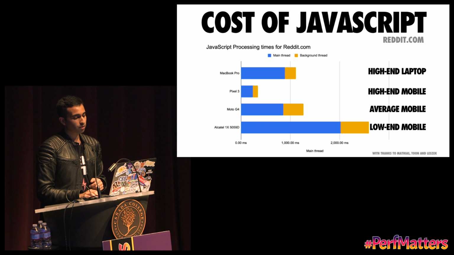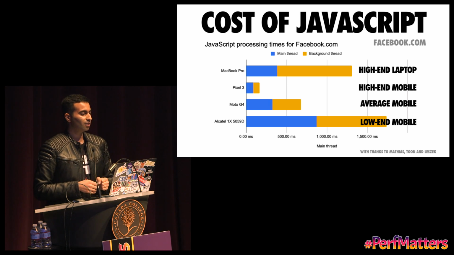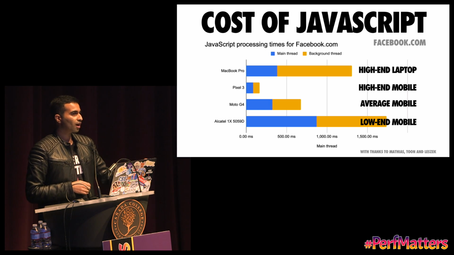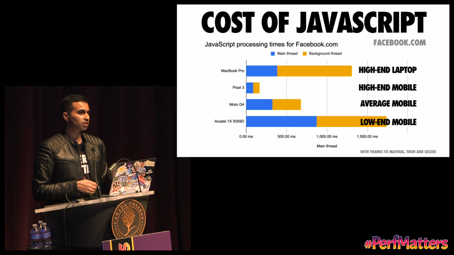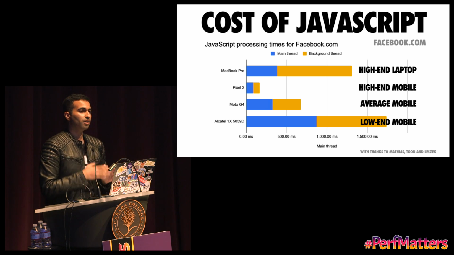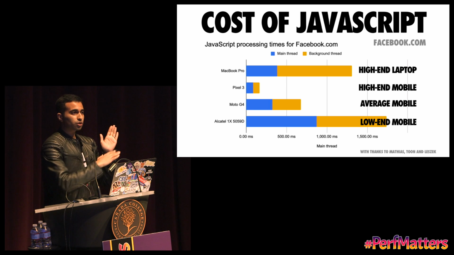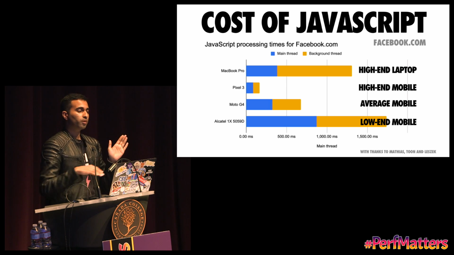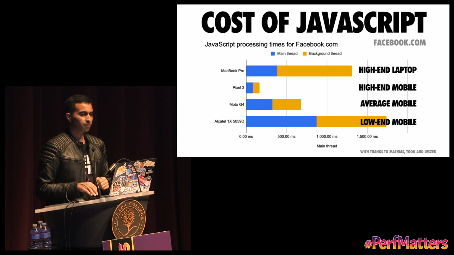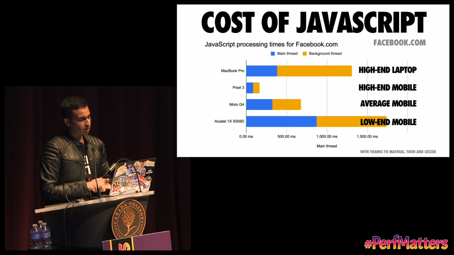We can also take a look for fun at Facebook.com. And now we'll notice that this changes up just a little bit. Facebook.com, again on a MacBook Pro for their desktop site, are spending a lot of time processing JavaScript, but only a small portion of it is spent on the main thread. Quite a lot of it is spent in the background. We see a similar skew between the performance of this site on mobile devices. But let's try to unpack why we're seeing such a big difference between Reddit and Facebook.